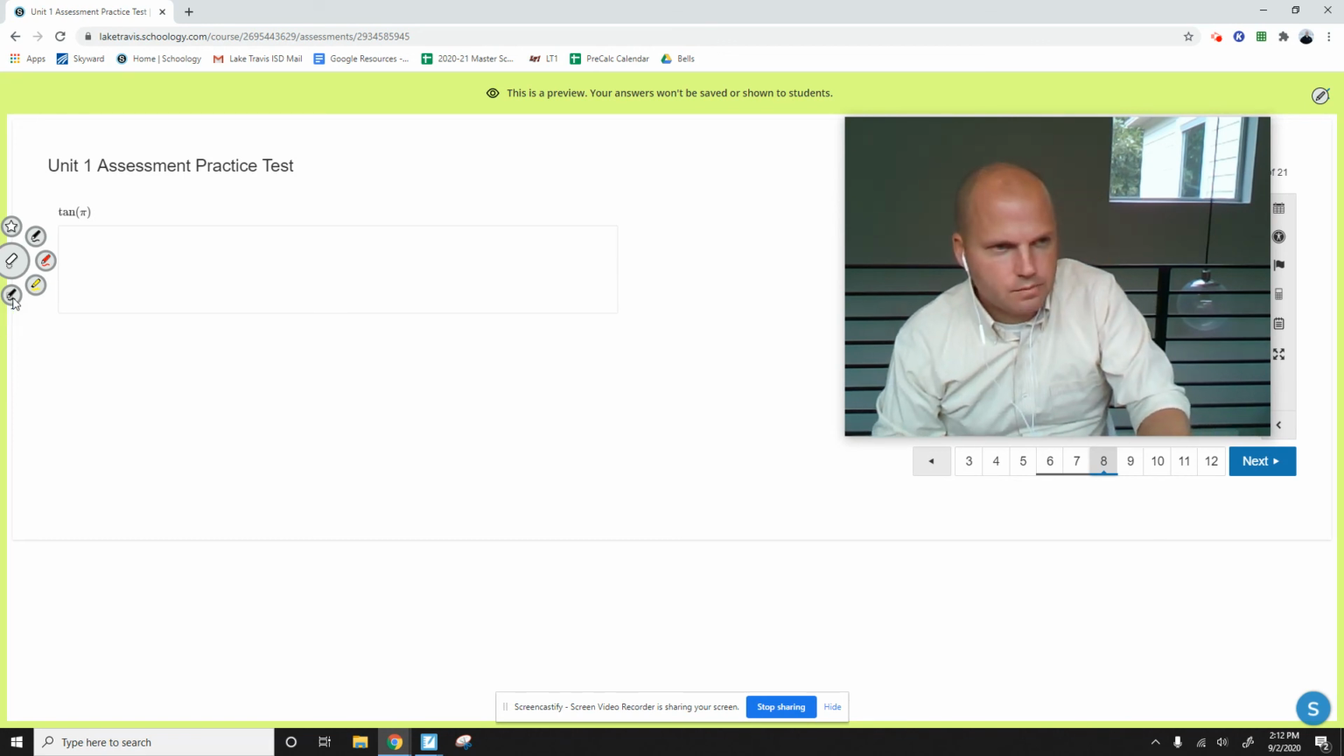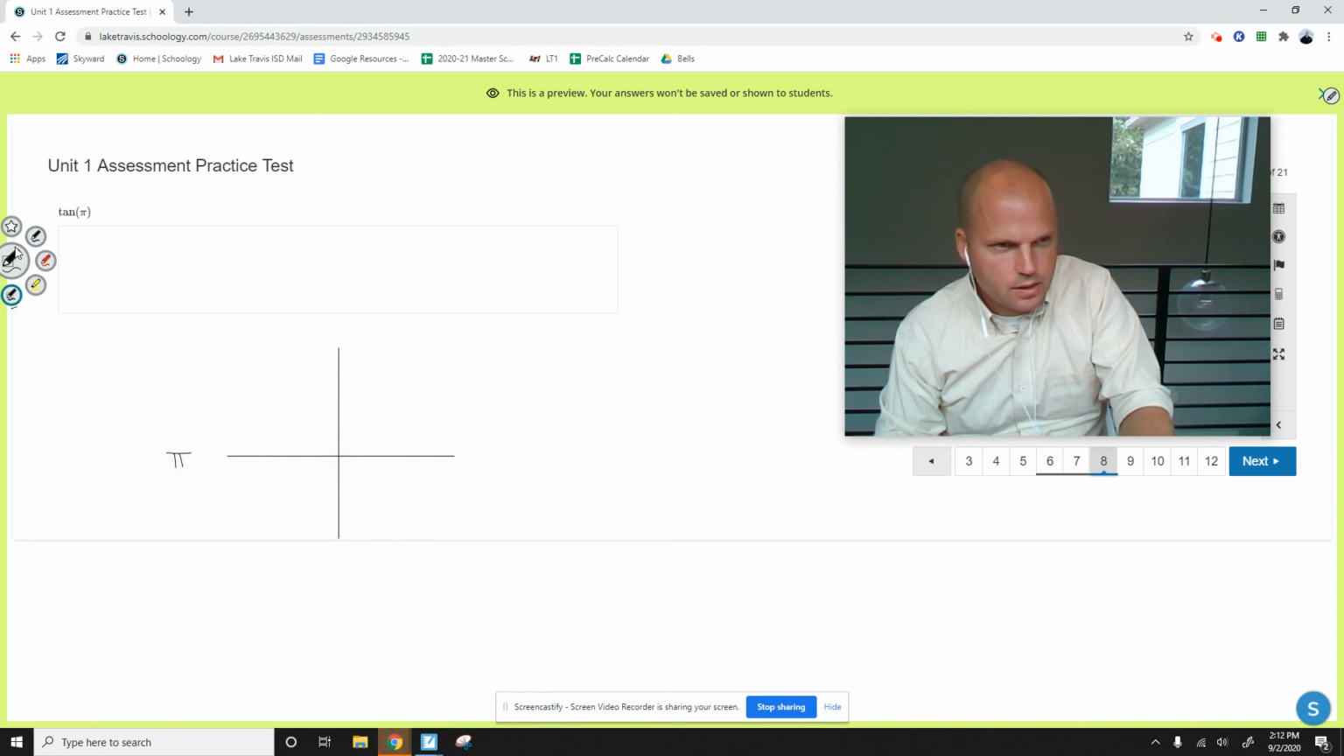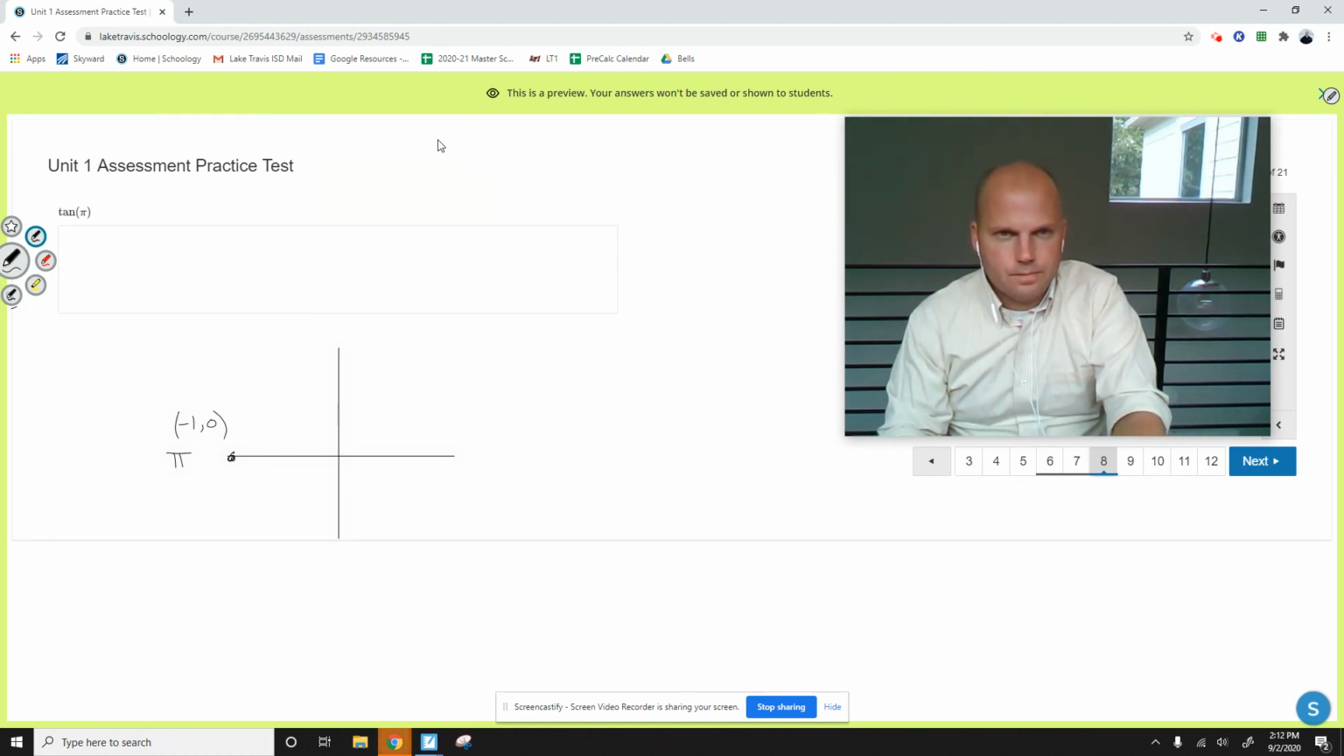Tangent of pi. All right. So tangent is opposite over adjacent. Right? Here's pi. And we know that to get here, you're going to go to the left 1. And the coordinate is -1, 0. Okay. All right. So tangent of an angle, opposite over adjacent.